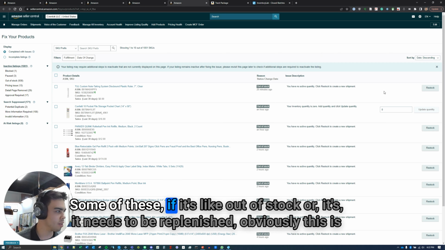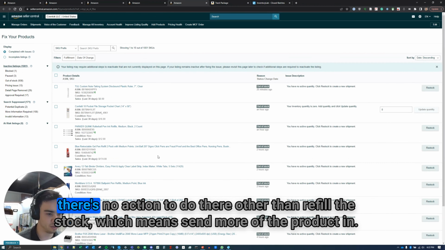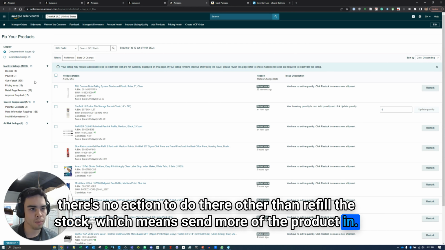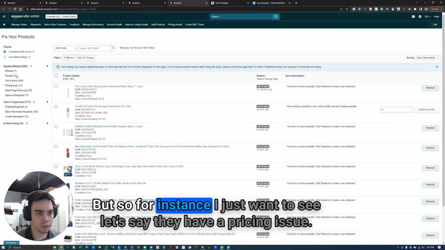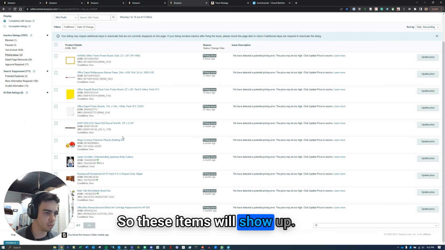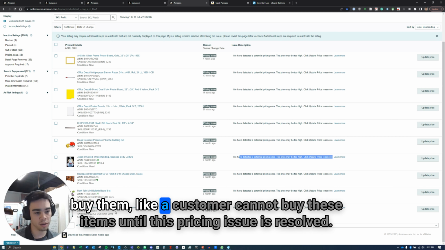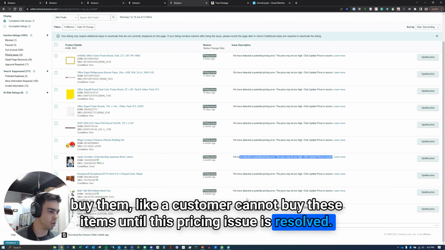Okay, some of these, if it's out of stock or it needs to be replenished, obviously there's no action to do there other than refill the stock, which means send more of the product in. But for instance, let's say they have a pricing issue. So these items will show up and they'll say we detected a pricing issue. And so all of these items, you can't buy them. A customer cannot buy these items until this pricing issue is resolved.